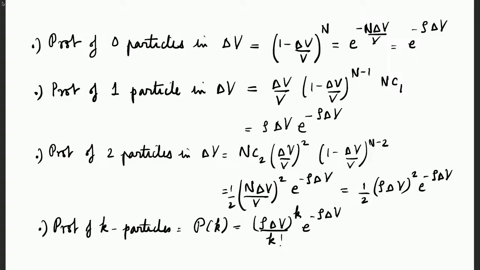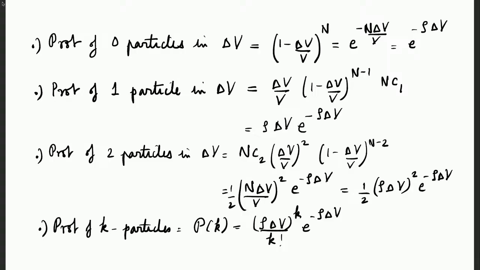So I write this as e to the power n log(1 minus delta V by V). Then I expand log(1 minus x) as minus x, which gives e to the power minus n delta V by V. But n by V is fixed. That is my number density rho of the ideal gas, which gives e to the power minus rho delta V. Is this calculation clear? This is expanding log(1 minus x) as minus x for x small.